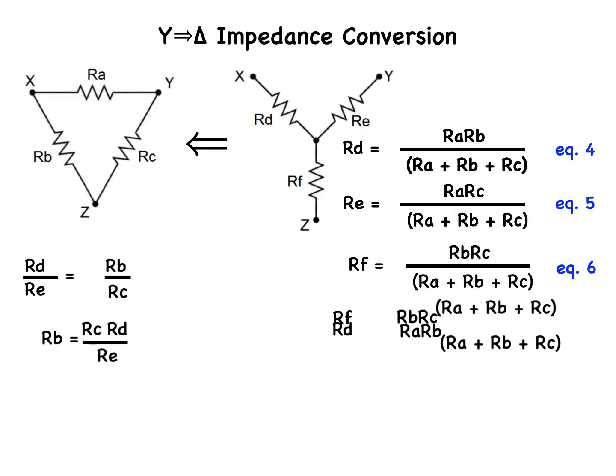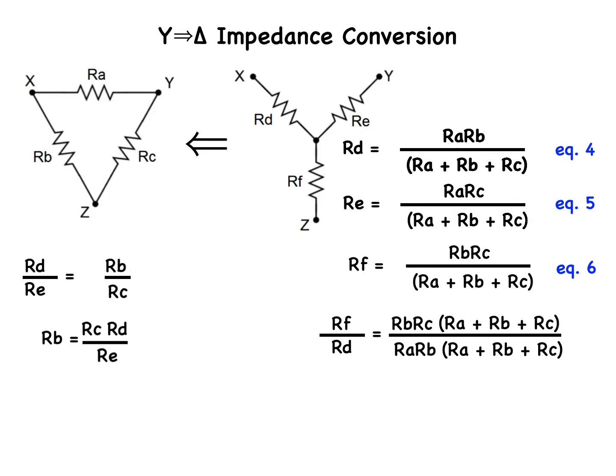This time we will use equations 4 and 6, giving us this equation. The common terms in the numerator and denominator cancel out, that is, the quantity RA plus RB plus RC and RB, leaving just RF divided by RD, which equals RC divided by RA. And we can rearrange those terms, and we get RA is equal to RC times RD divided by RF.